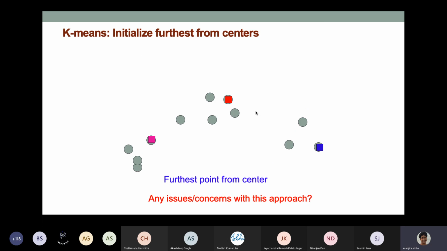But what is the issue with this approach? Because this looks very nice, right? For this data set, for this plot, based on the first initialization that we did, it looks like it is actually grouping the data set very nicely into the three clusters, and it will converge very soon, and it will also give me nice clusters.